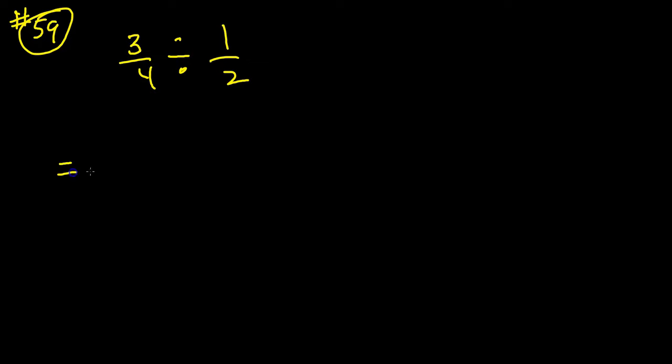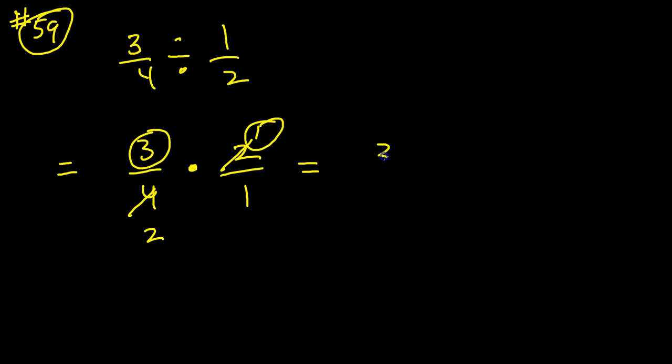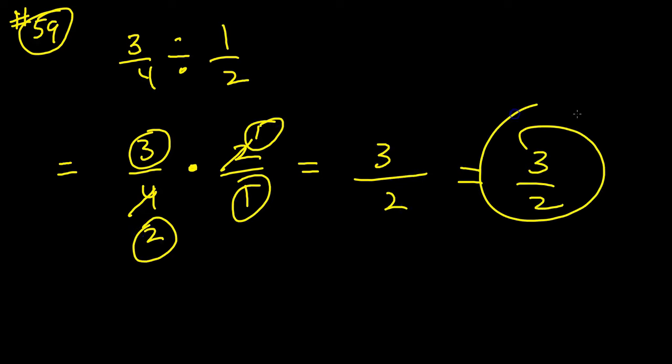And again, keep, change, flip the divisor fraction. Now notice, 2 does go into 4 twice, so I'll make that cross cancellation. And 2 goes into 2 once, so I've got 3 times 1 in the numerator is going to be 3, and downstairs 2 times 1 is 2, or 3/2, final answer.